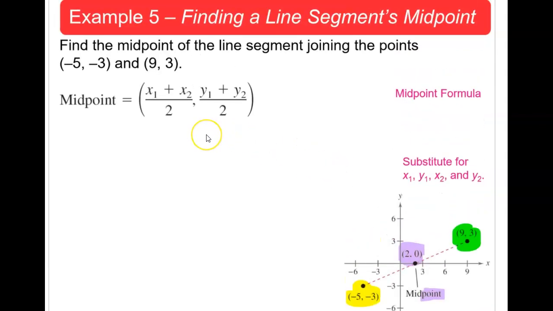So again, we take the average of those numbers. So we're going to have, let's go ahead and call this x sub 1, x sub 2, just to keep it that way. It doesn't really matter. You could label it x sub 2, y sub 2, as long as you don't mix and match your points.